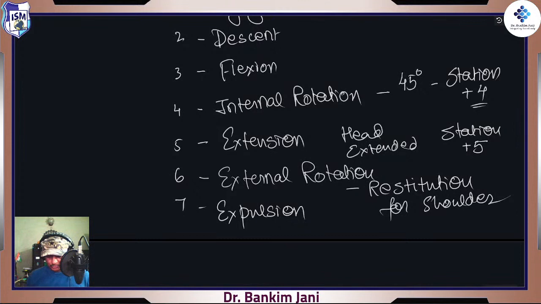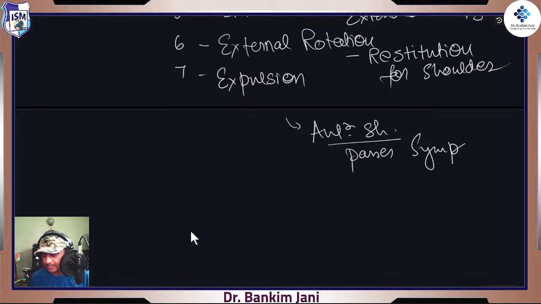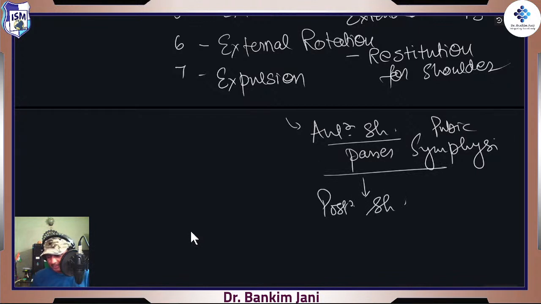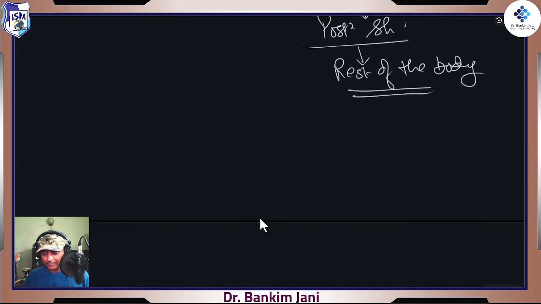Expulsion, right? In this expulsion, the anterior shoulder goes out. As this anterior shoulder passes the symphysis pubis, the pubic symphysis, the posterior shoulder appears. And once the posterior shoulder is out, then the rest of the body is out, right? So these are what are called the 7 cardinal movements. The most difficult portion is complete, right?